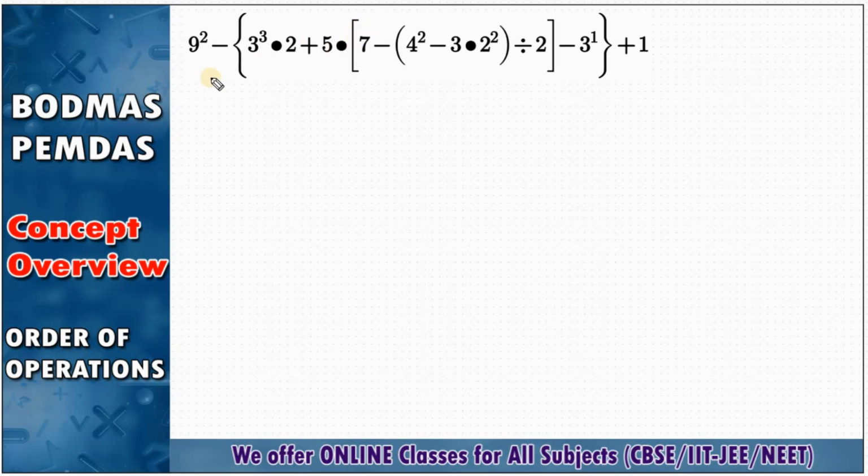Hello everyone, let's solve the question. There is a floor bracket, square bracket and small bracket given. First we need to simplify the small bracket.